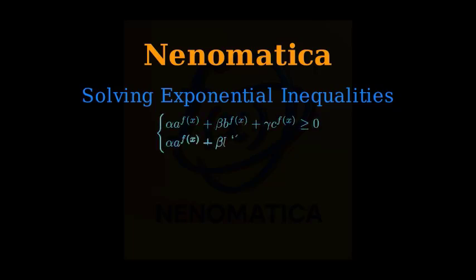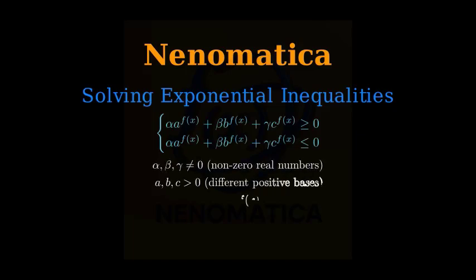We have alpha times a raised to the power of f of x, plus beta times b raised to the power of f of x, plus gamma times c raised to the power of f of x is greater than or equal to 0. Or, the same expression is less than or equal to 0. For these inequalities, there are some important conditions: alpha, beta, and gamma are non-zero real numbers. A, B, and C are 3 different positive bases, and f of x is a function.